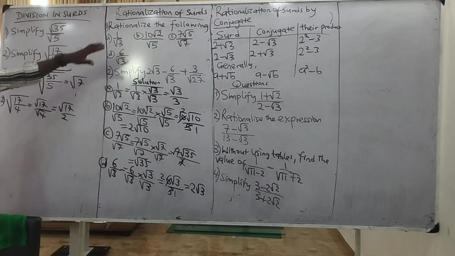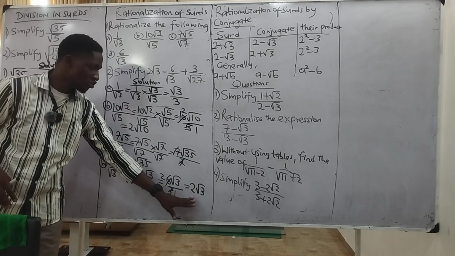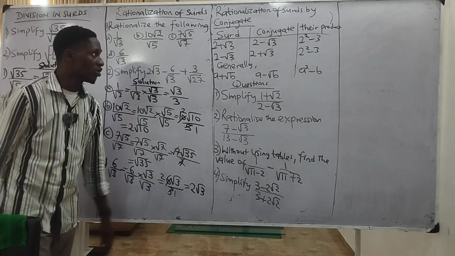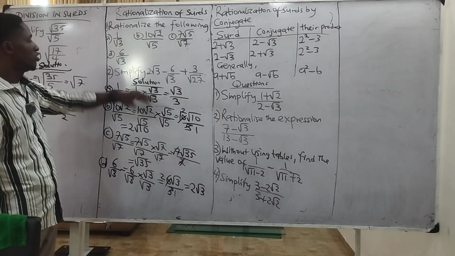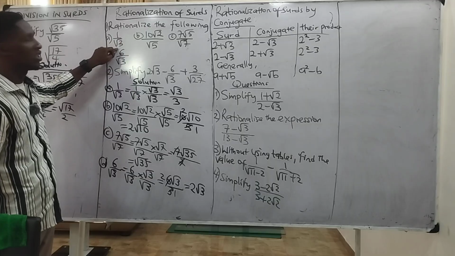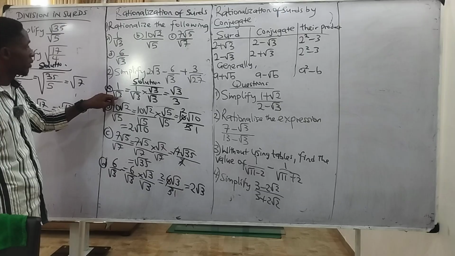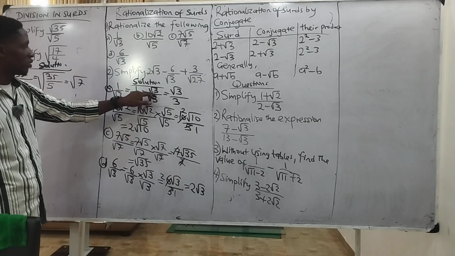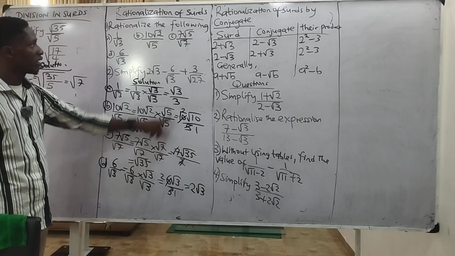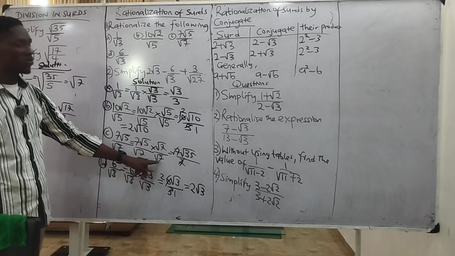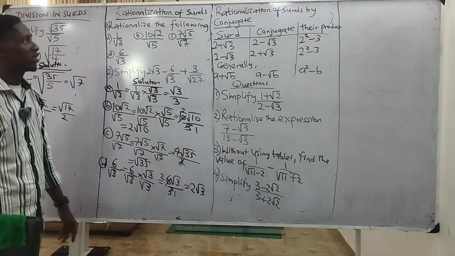So the idea of rationalizing a surd means that you are trying to make sure that there is no square root at the denominator. And how do you achieve that? By multiplying the numerator and denominator by what is down here. You can see in number 1a, we multiply both the top and bottom by root 3. For this one, we multiply by root 5 and root 5. For this one, we multiply by root 7. Can you see that now? For this one, the same thing is applicable.